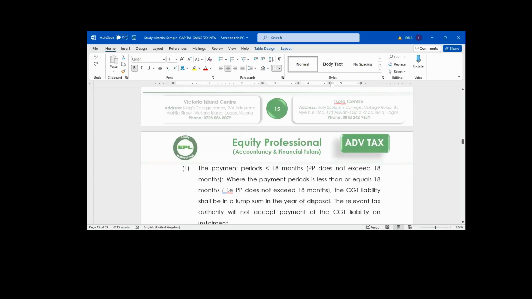So I want to clarify. That means if the installment is 18 months and below, you are paying once. But if it is above 18 months, you can now pay as per the installment. Yes, you pay the capital gain tax on installment as the buyer is paying the installment. Assuming the buyer wants to pay the installment for 5 years, you too will pay the capital gain tax for 5 years. Do you understand? So we will look at an illustration as regards to that. Just give me 5 minutes.